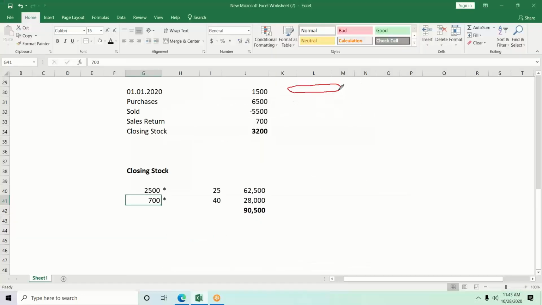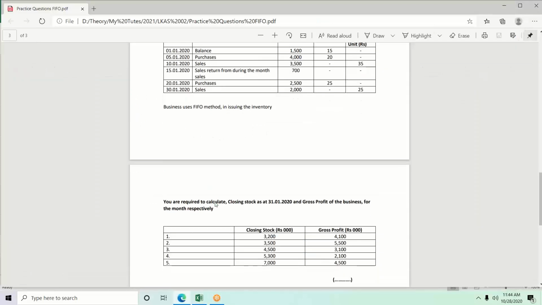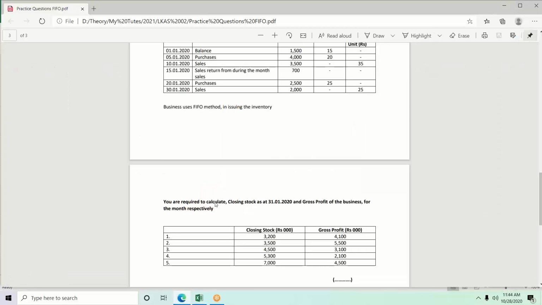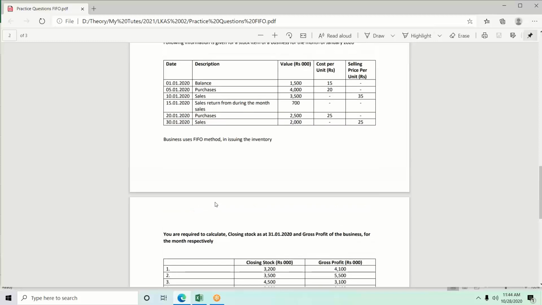Sorry Puta, it's not 40, yeah? There was a small mistake we did, right? Cost of it, it's not 40, it has to be 20. Then it has to be 14,000. 700 units into 20 and 2,500 units into 25.